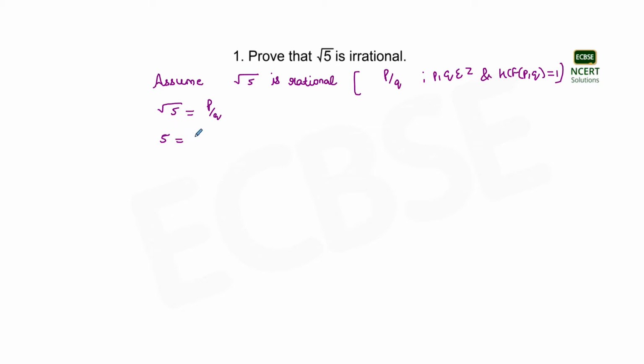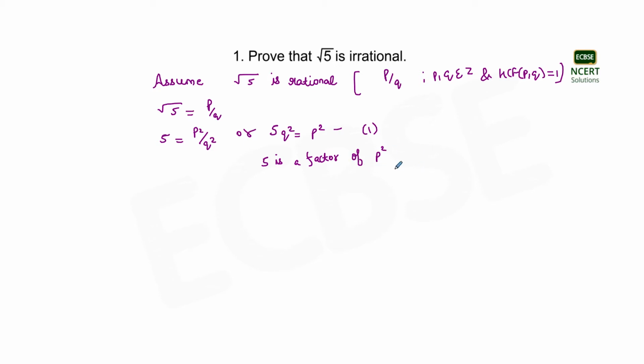Taking square on both sides, 5 will be equal to p square by q square, or 5q square will be equal to p square. Let us mark the statement as 1. So now it is clearly seen that 5 is a factor of p square.